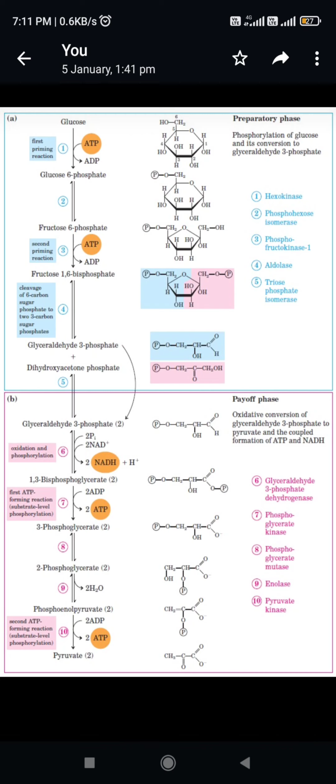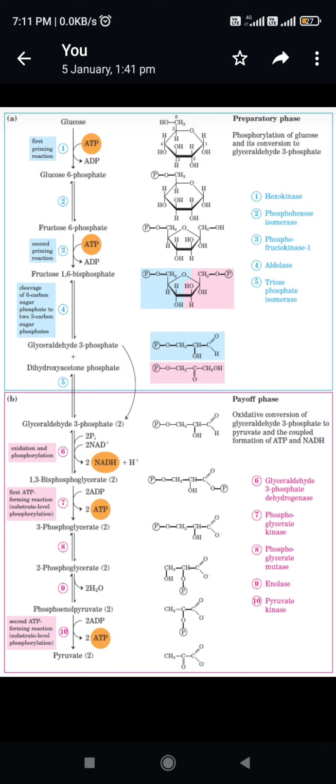It has two phases, preparatory phase and the payoff phase. In the preparatory phase, ATP is utilized and in the payoff phase, ATP is gained. The glucose is a 6-carbon sugar which is converted to 2 molecules of 3-carbon pyruvate.